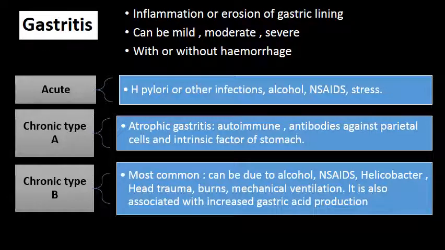Chronic type B is actually the most common one, and it can be due to alcohol, NSAIDs, Helicobacter pylori, head trauma, burns, mechanical ventilation. It is also associated with an increased gastric acid production.